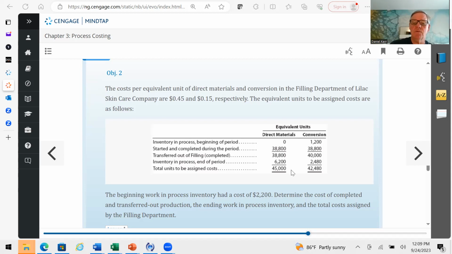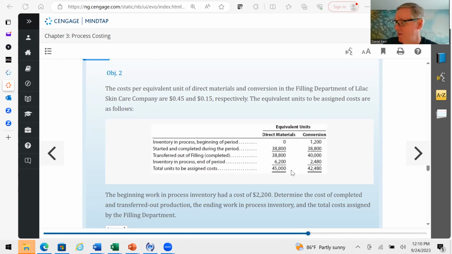So what this means as we price out the components of the total production cost here is that when it comes to materials, the cost of each unit of material for this period was based on 45,000 units. And the cost of conversion cost added this period was based on 42,480 units of conversion costs. And so they've told us up above the cost per equivalent unit, which we had calculated previously, but they were nice to us. They restated it to us. They said materials are 45 cents and conversion costs are 15 cents. And they also told us that the beginning work in process had a cost of 2,200.